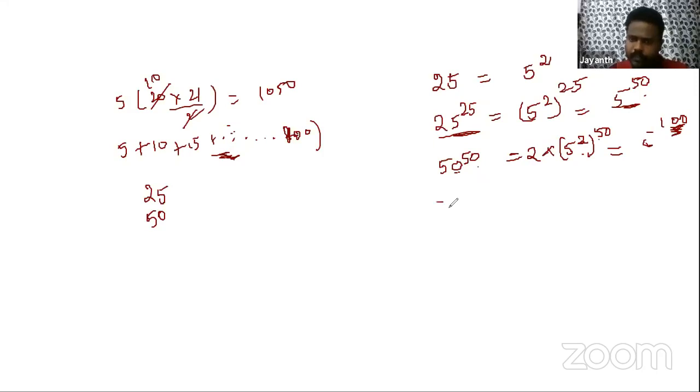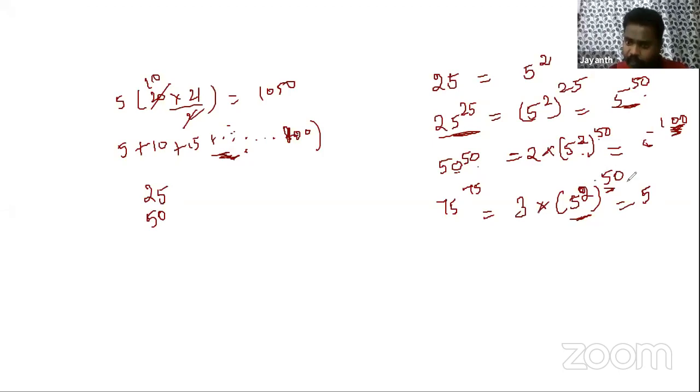Likewise, 75 power 75. You have counted only 75 fives here. But if you go for 75 power 75, 75 is nothing but 3 into 25. We are considering only fives, so 3 into 5 square, power 75. Look here, 5 square power 75, so we have 5 power 150. You have 150 fives, but you counted only 75 in 1050. That 75 extra has to be added.